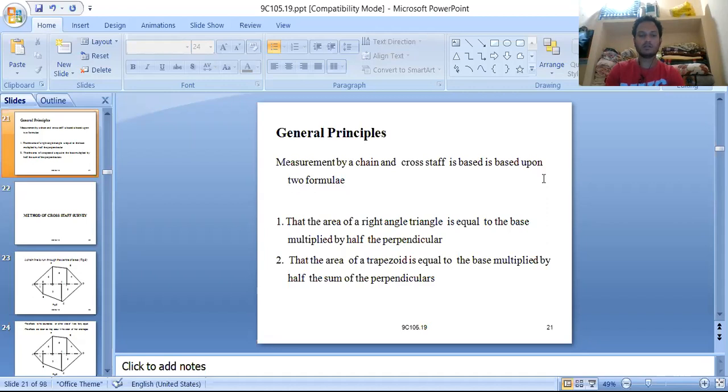And another formula is the area of a trapezoid, which is equal to the base multiplied by half of the sum of perpendiculars. If we have two offsets and a base on the main chain line, we can directly calculate the area of the trapezoid, which is equal to half into (a plus b) into h, where h is the distance on the baseline, and a and b are the offsets. These are the two general principles which we will use in measuring the area by cross-staff.